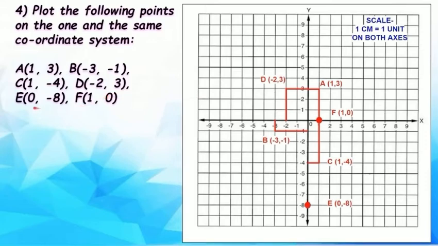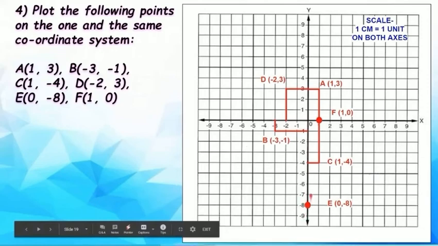Next point given to us is 0 comma minus 8. So the x coordinate is 0. So on the x axis we have the x coordinate 0 here, and on the y axis the y coordinate is given to be minus 8. So minus 8 on the y axis is here. So point E lies on the y axis.